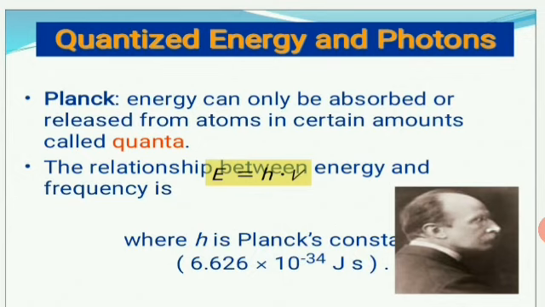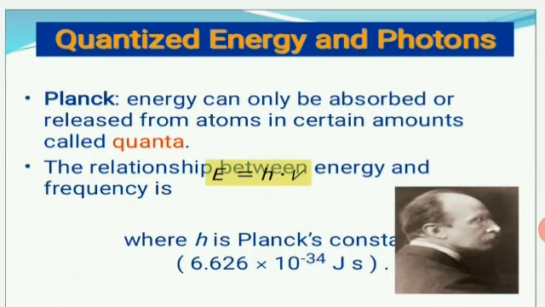So next comes the quantized theory or the quantized energy and photons. Planck says that energy can only be absorbed or released from the atom in certain amounts and not in a continuous form. So the energy from the source is absorbed or emitted discontinuously in small packets of energy, and these small packets of energy are known as quanta.